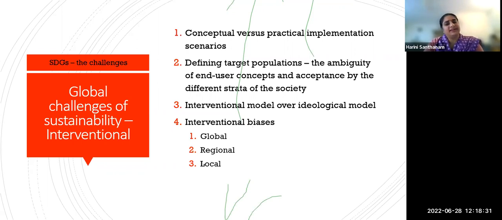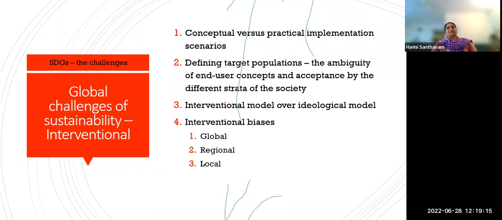So defining the target populations is also another source of ambiguity. Why we say that is, we have a target population for whom one of the resources can be more important than the other. But if the intervention that is pushed forth is for resource X, which the target population does not consider as very primary or very necessary, then the push for sustainable development is not very practicable at that point in time. So the ambiguity of the end user concepts of sustainability and their acceptance through different strata of society also determine how the interventional approach is being successful or not.